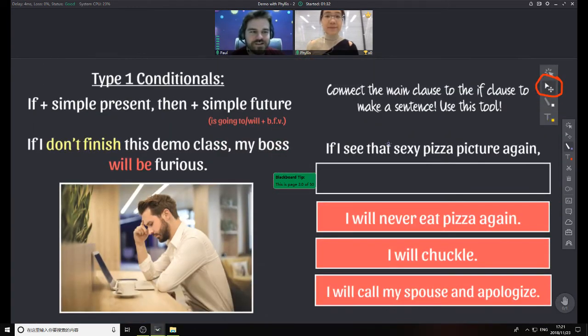So let's look at type one conditionals real quick. These conditionals are when something is very likely to happen. If the if part is true, it's very likely that something will happen. So let's look here. If plus the simple present, then the simple future. All right, so I have this example: if I don't finish this demo class, my boss will be furious. So if I don't, this is the simple present, my boss will be furious. This is a very likely thing. That's type one.